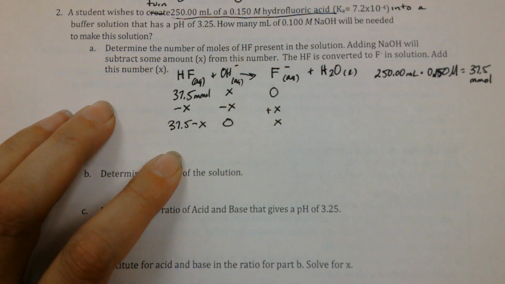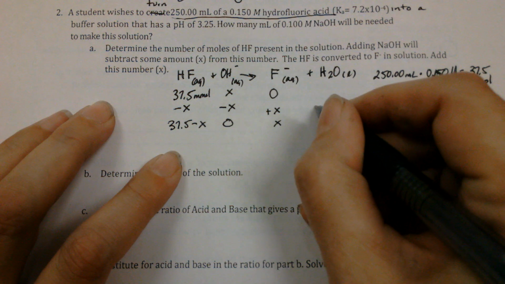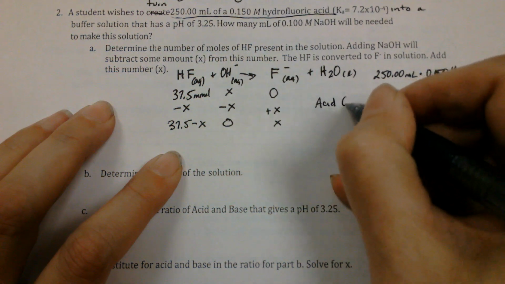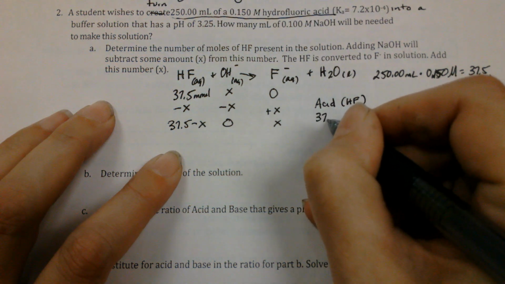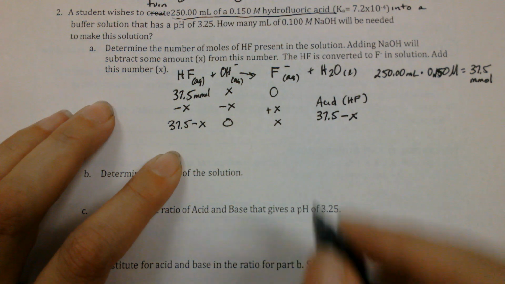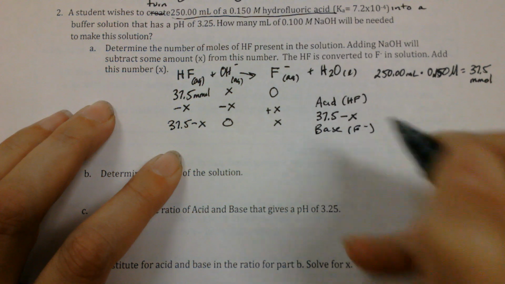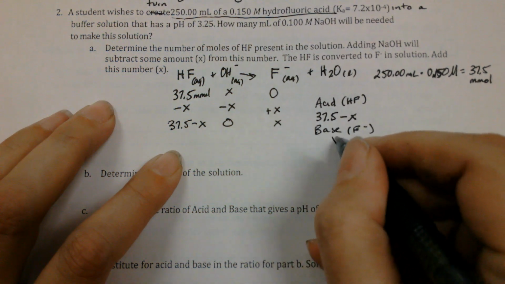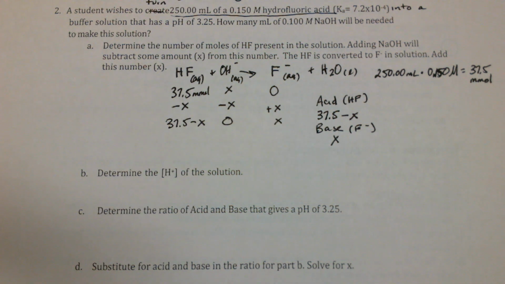So you notice here, if we solve for X, we're going to get a lot of numbers in this table. Just to be clear, if I am looking at the acid, I am looking at HF, and now I know that when we're done with this reaction, we'll have 37.5 minus X. If I want to look at the base, I am looking at F minus, and on the F minus, I will have X. So we have a way to look for the acid and a way to look for the base.